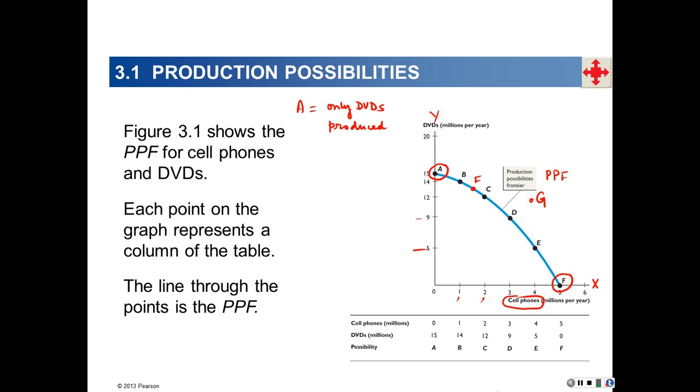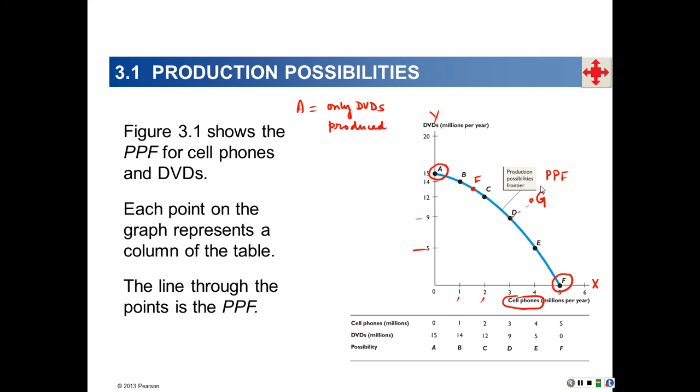Every point on this graph is a quantity combination of these two goods. So let's consider the quantity combination represented by point G. Now, is this possible? Is this combination possible for this country to make? The answer is no. Now, why no? Because you see, let's compare points G and D. Let's compare these 2 points.